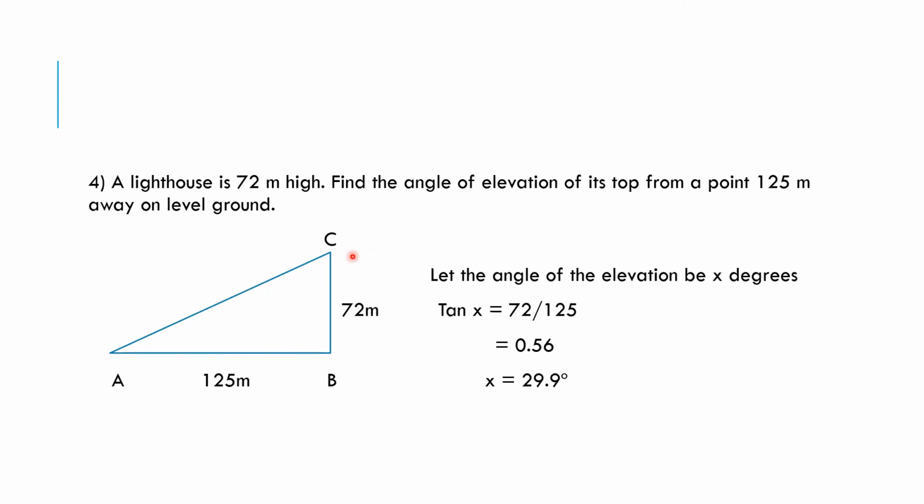The diagram shows a lighthouse BC of height 72 meters at a distance of 125 meters from A. Let the angle of elevation be X degrees. Tan X is BC over AB, which is 72 over 125, which is 0.56, and X is 29.9 degrees. So the angle of elevation is 29.9 degrees.